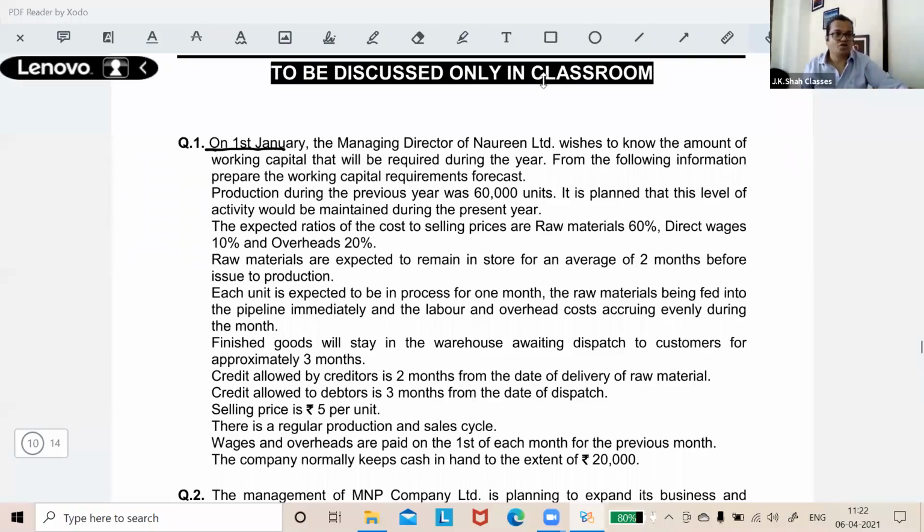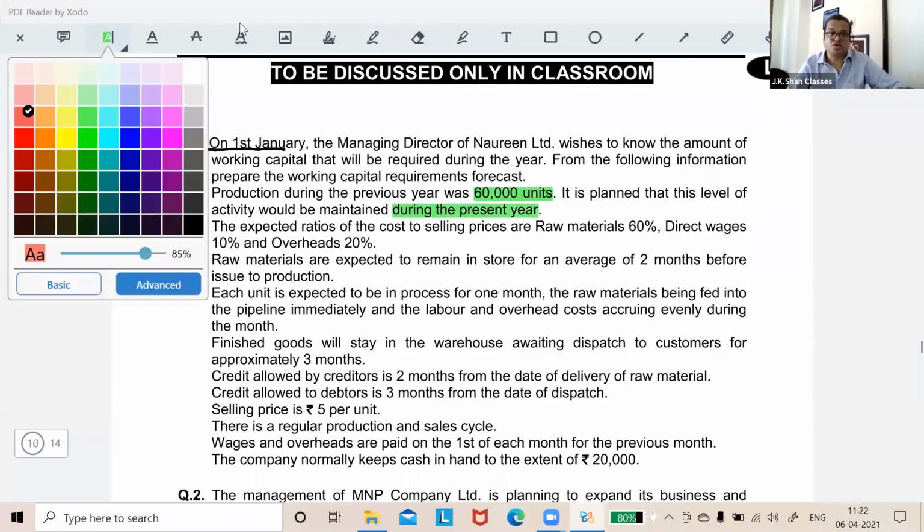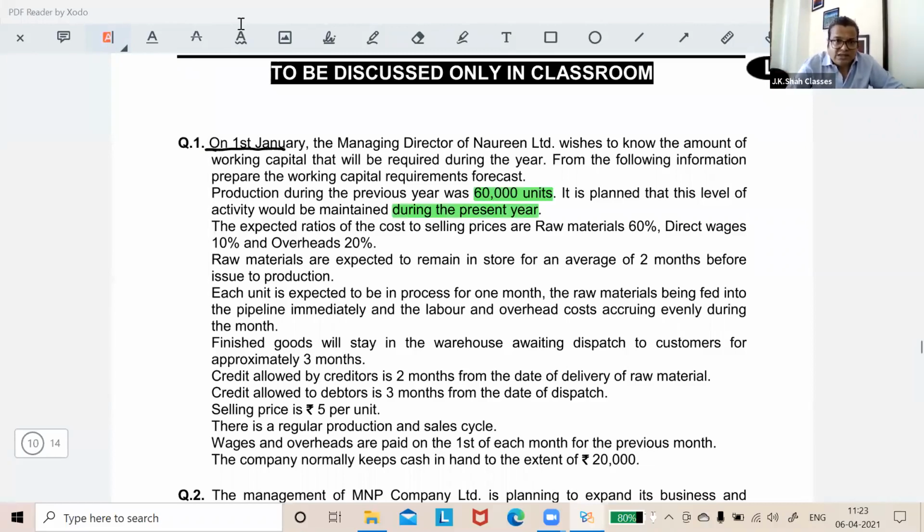Okay, fine. Let me mark the relevant things. 60,000 units during the present year. Now, what we are given further, see, we are given certain ratios. The expected ratio of cost to selling price is raw material 60%, direct wages 10%, and overheads 20%. Obviously, of the selling price. Then you have to go on searching for the selling price, and then you find the selling price over here. Selling price is 5 rupees per unit.